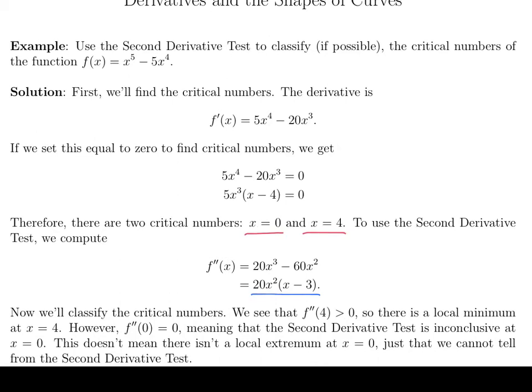But the next thing to notice is that if we were to plug in 0 into this, we'd get 0 for the second derivative. That means that the second derivative test is inconclusive at that point. Now, it's very important to understand what that means. Inconclusive just means we don't know. It doesn't mean that there isn't a local extremum at that point. It just means that the second derivative does not say whether there is or there is not.